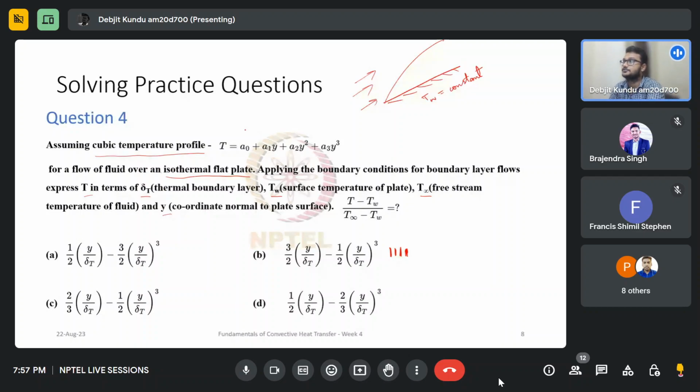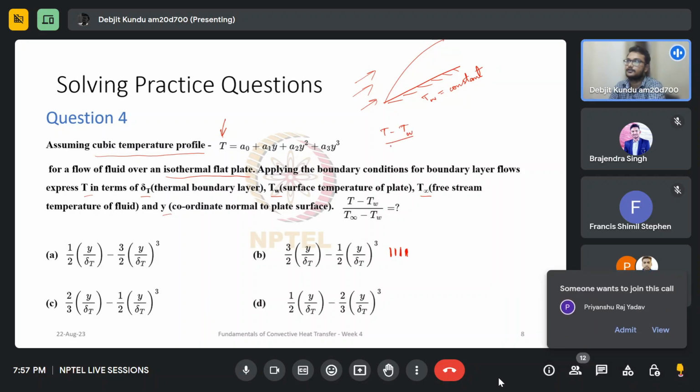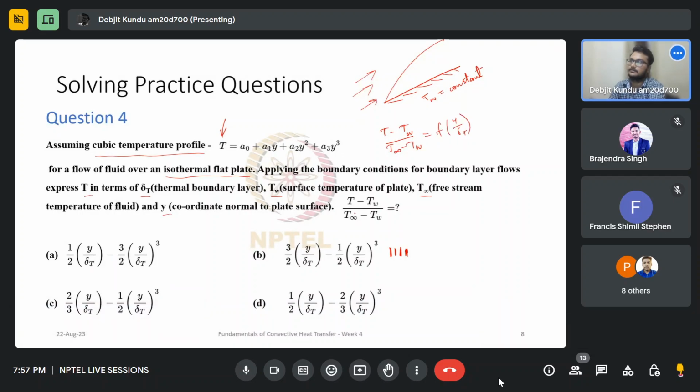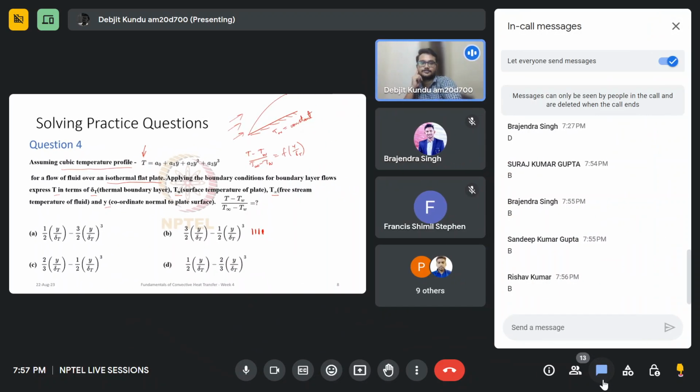So we have to assume that the temperature profile is cubic and then express (T minus TW) over (T infinity minus TW) as some function of y by delta t. What would that function be? There are four options given below. Let's pick the correct one. Some of us have selected option B and we are waiting for responses from others.